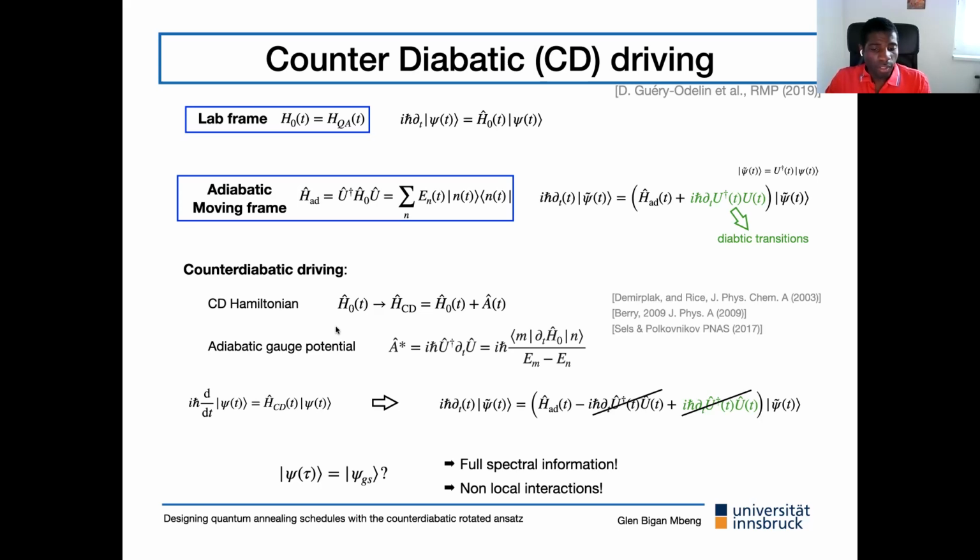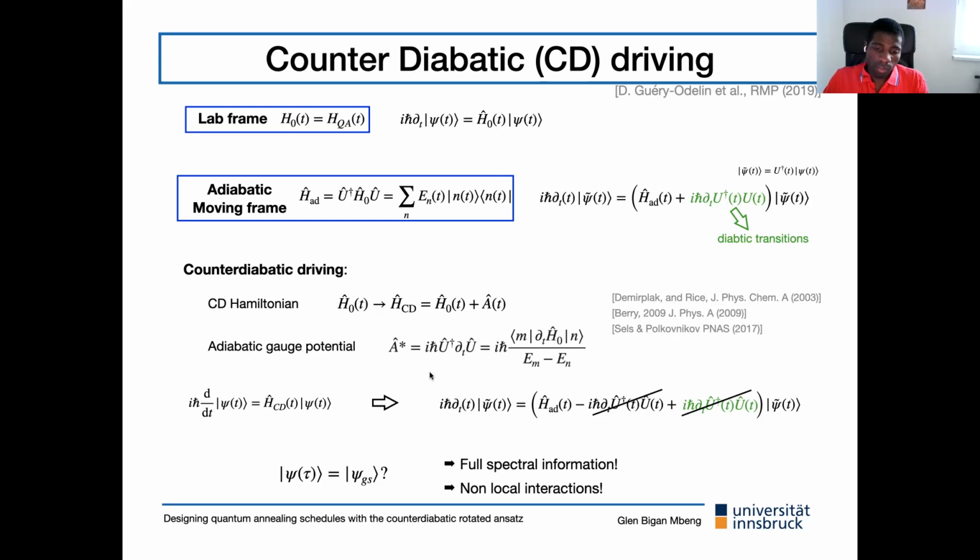So indeed, the suggestion would be to consider counterdiabatic driving. This was introduced already in 2003 by Rice and rediscovered by Berry in 2009. And in this approach, the Hamiltonian is modified. The H_D Hamiltonian, so the Hamiltonian that we use to drive our system, is changed in such a way that we add to it exactly the term which would cancel out this green term.